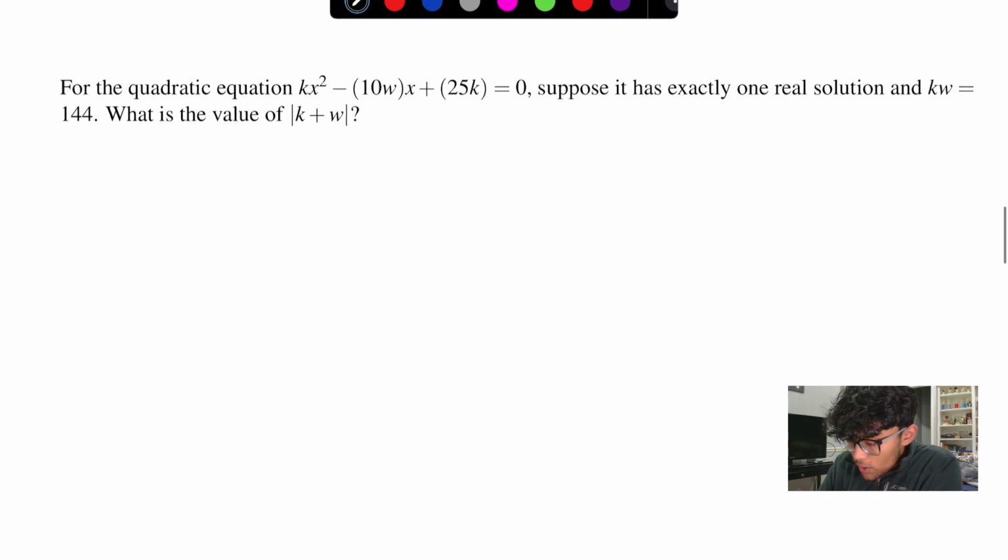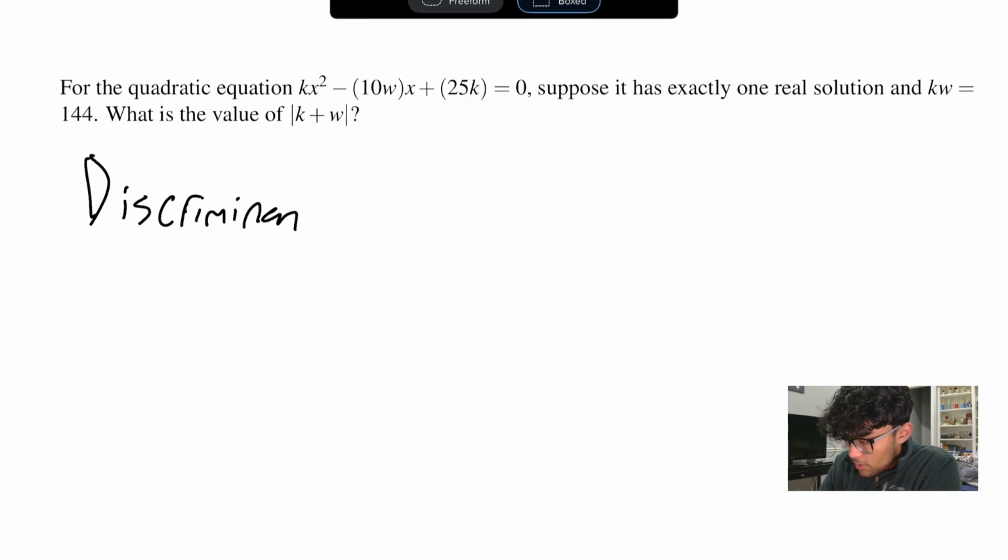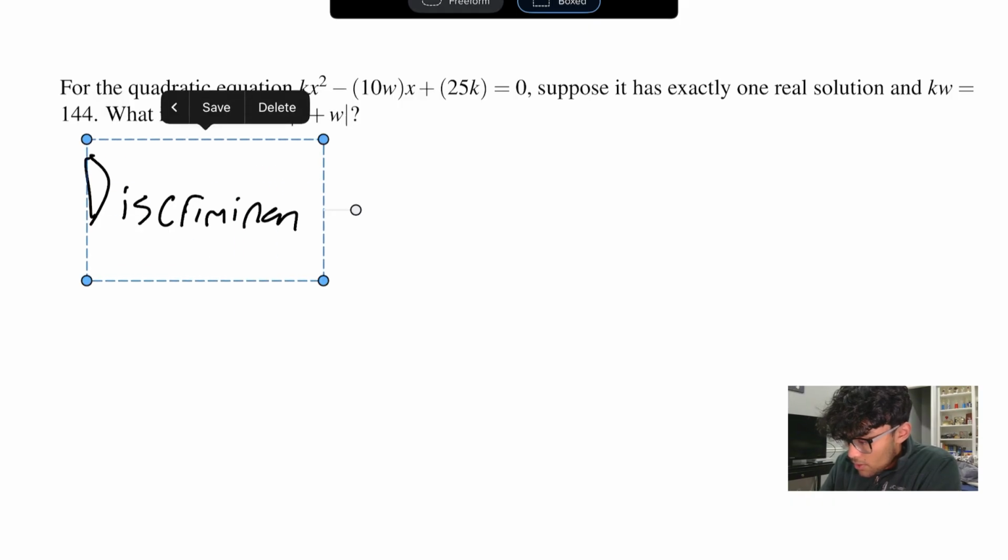Okay, so for this question, we're gonna use something called the discriminant. Discriminant. Okay, I'm not even sure if I'm spelling that correctly. Discriminant. Let's try that again.